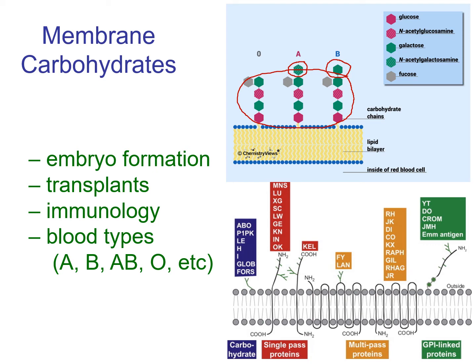And there are lots of other blood types. That's what you're seeing on the bottom diagram there. Don't worry about the names of all of these, of course, but just to show you that there are many different glycoproteins and glycolipids that determine blood typing.